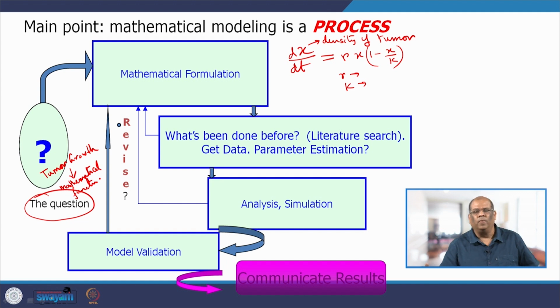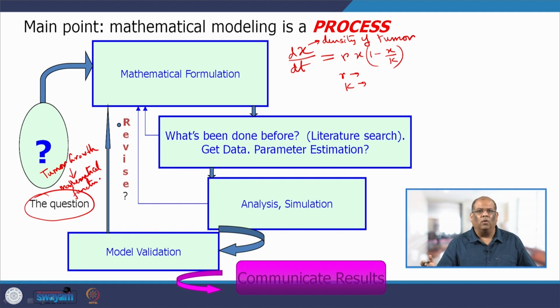So, what will I do? I will look into some literature, some references, to see if such work has been done. If yes, then I go through that literature and try to find out the values of r and k. Is there any function there? How can I modify that function to get better results? All these things I will look into. Suppose I did not find that. Suppose this is the very first problem that I am trying. Then I need to get some data. So, what kind of data?